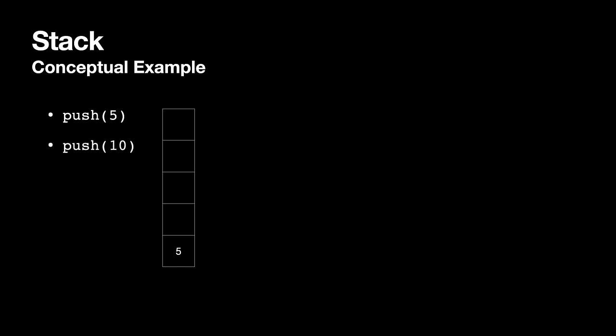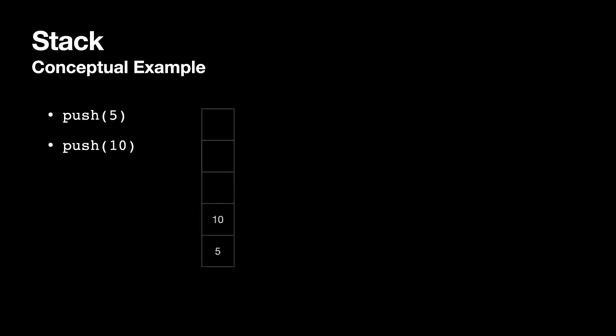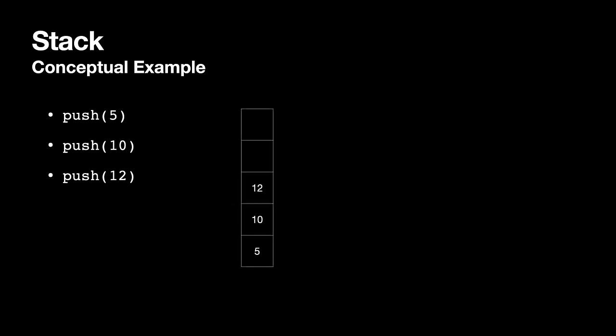Okay, so let's go through a conceptual example. Let's imagine that we push 5 onto a stack. So in this case, I'm going to show a stack somewhat like an array, but again, it doesn't have to be implemented with an array. And then we push a 10 onto the stack. So in this case, a 10 would be the second thing on the stack. It's currently at the top. And then pushing a 12, put the 12 on the top of the stack. So the bottom of the stack is 5, then 10, then 12.